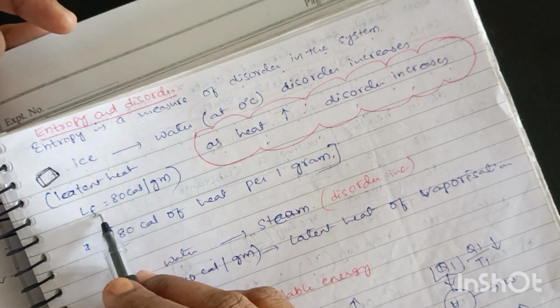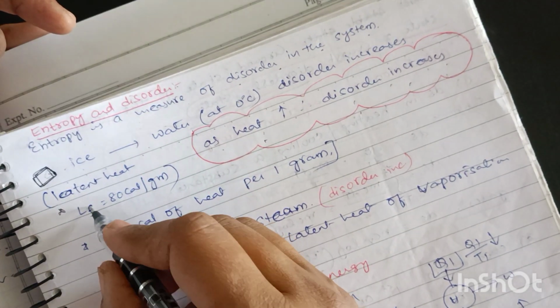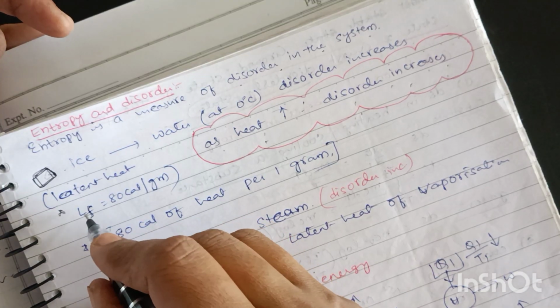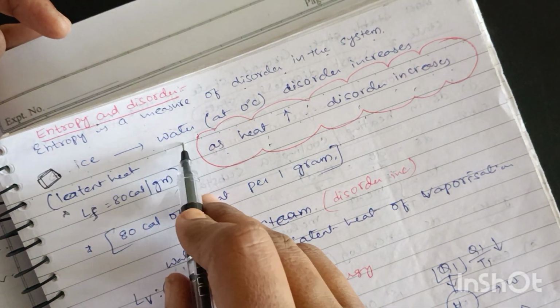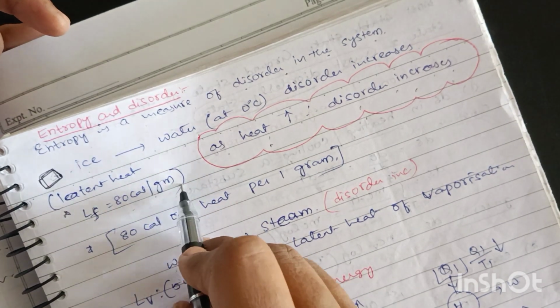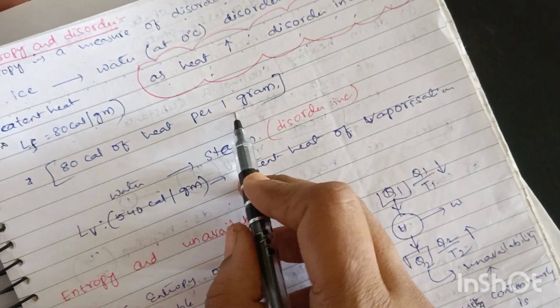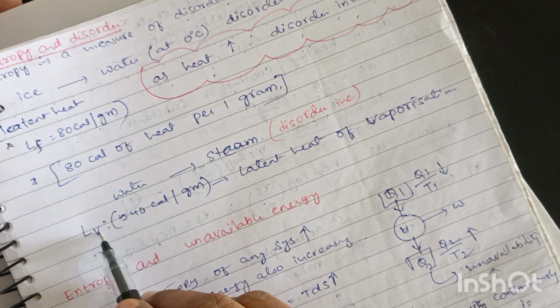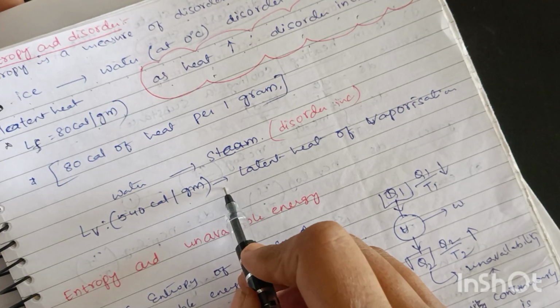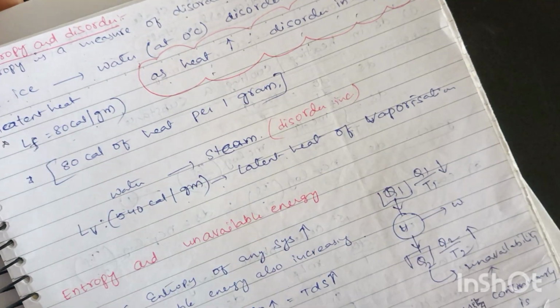Here, some points on latent heat. When ice is converted into water, the latent heat is 80 calories per gram, 80 calories of heat per 1 gram. Next, water to steam, the latent heat of vaporization is 540 calories per gram.